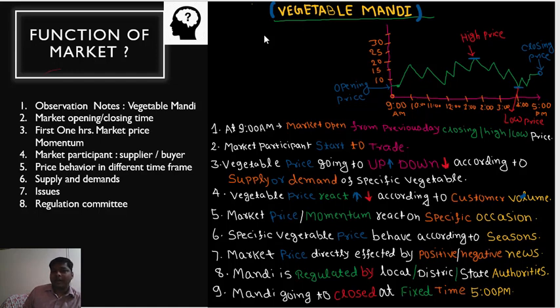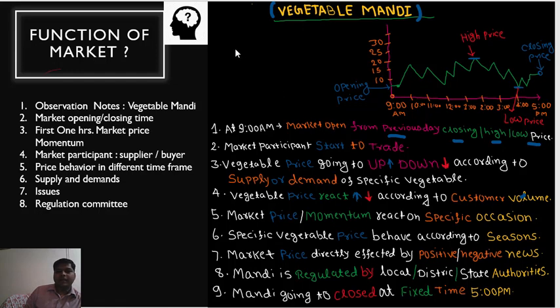Somewhere a market opens on time according to local authorities or streets, so I use the standard time. Let us assume the market opens at 9 a.m. The market opens from the previous day's closing high-low price. What does it mean? It means one day before, the market closed at a certain price.